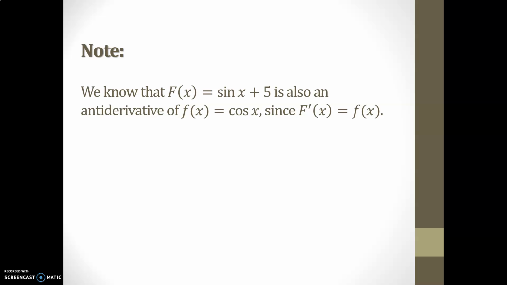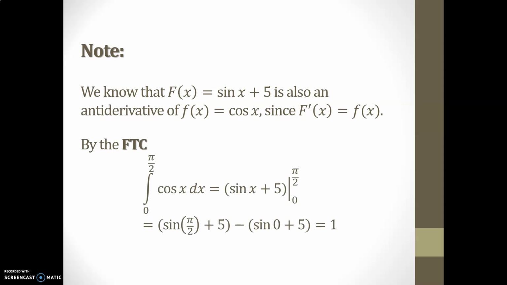Note that we also understand that sine of x plus 5 is an antiderivative of cos of x, because the derivative of sine of x plus 5 is equal to cos of x as well. So the fundamental theorem would allow you to use sine of x plus 5 as an antiderivative, calculated at pi over 2 and at 0, and finding their difference will still give a result of 1.